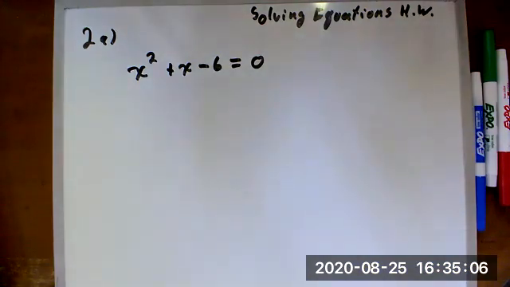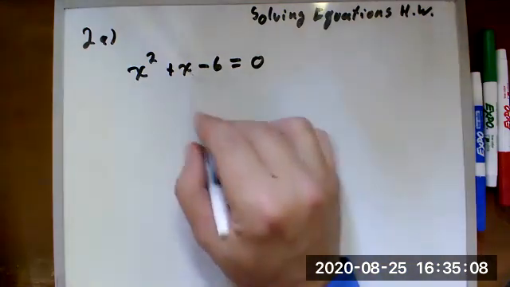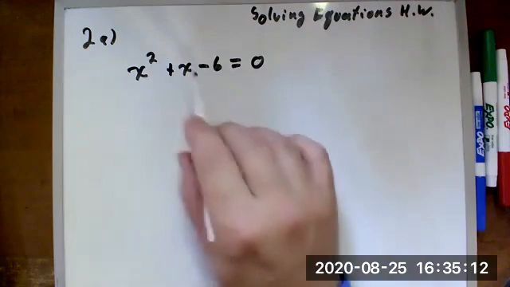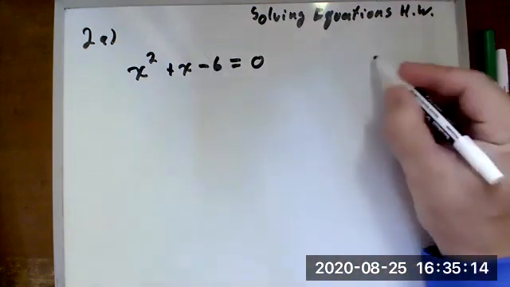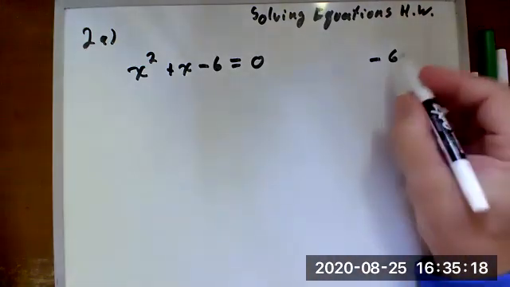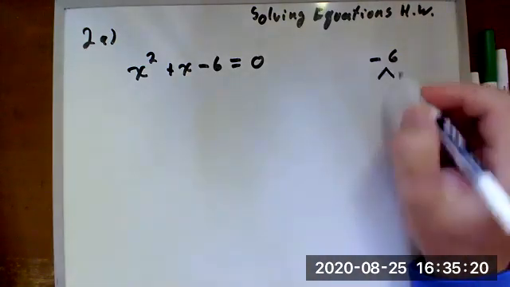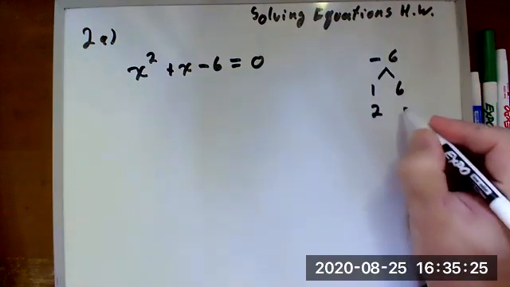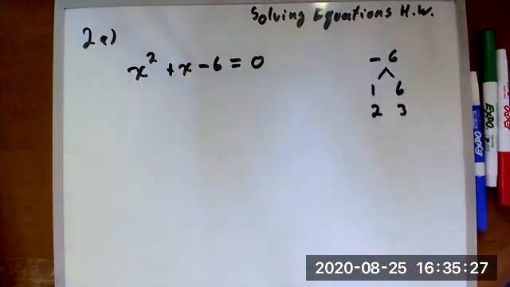So a reminder, because we're doing factoring here, and we have nothing in front of our x squared, we're trying to find our factors of negative 6 that add to make 1. So if we remind ourselves what multiplies to make negative 6. Well, 1 times 6 makes 6, and 2 times 3 makes 6. But that's all. There's nothing else.